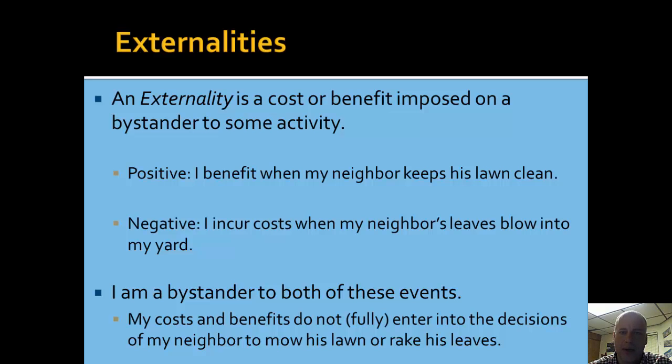He doesn't decide whether to mow his lawn because it would make me feel better, but he decides to mow his lawn because of his own preferences about how he likes his own yard. The same goes with his decision on when to rake his leaves, either before they blow into my yard or after.